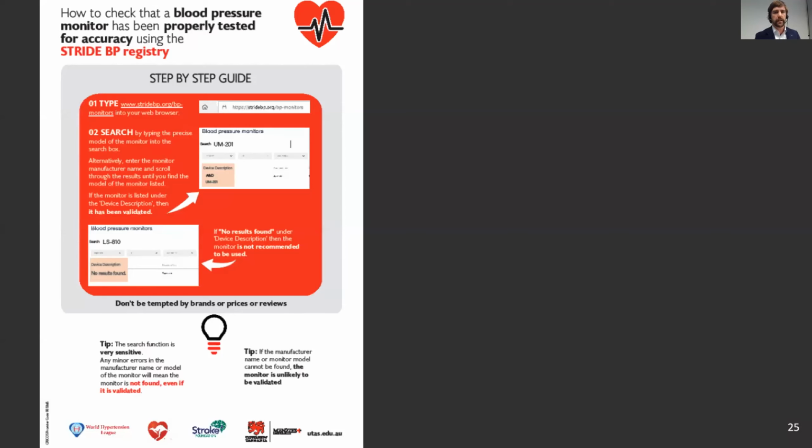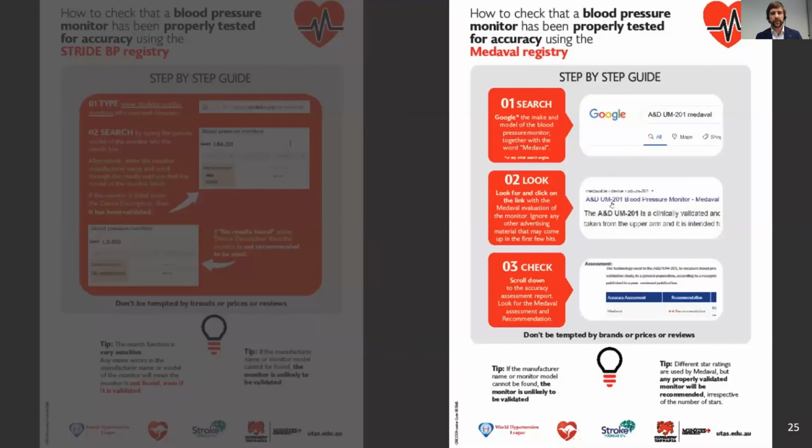So one of these is the STRIDE-BP registry, which you may have heard of. It's run from Europe, from a group in Greece. And what we've done here is give a step-by-step guide on exactly how to use the STRIDE registry. If you download the document, which you can do shortly, you'll be able to click on the link there, which takes you directly to the website, and then you type in the model number of the device, and then you can see if it comes up on the web page, whether it's been validated or not. And there's a few handy tips on using that registry.